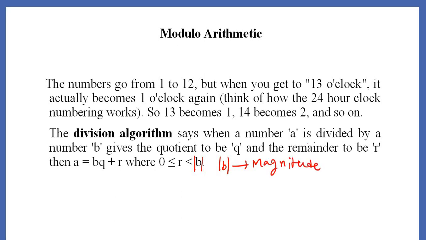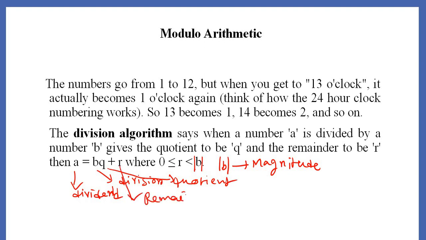Now here A is called dividend, B is called divisor, Q is called quotient, and R is called remainder. So when a number A is divided by the number B, then it gives the quotient Q and the remainder R, and this can be written in the form of A equal to BQ plus R.